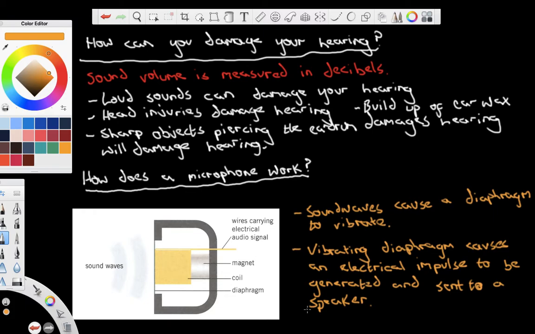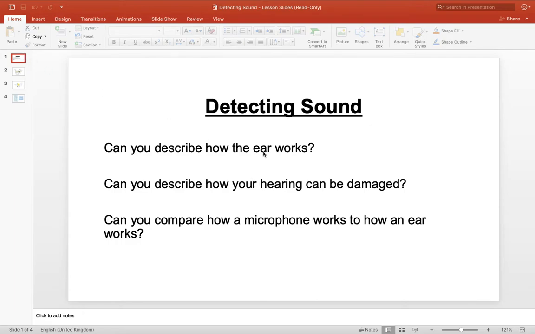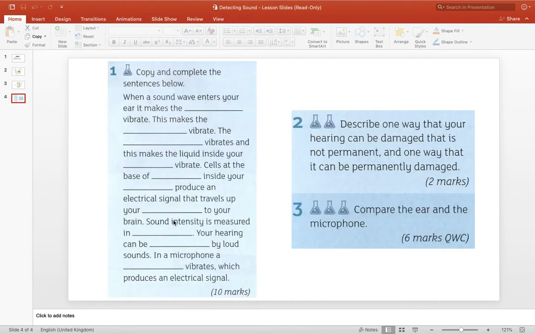So you should now be able to tell me how the ear works. You should be able to tell me how your hearing can become damaged, and you should be able to compare how a microphone works with how the ear works. I've purposefully avoided doing that because that's going to be one of the questions you need to do.